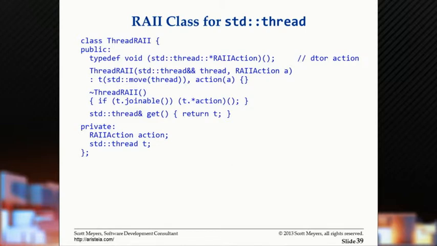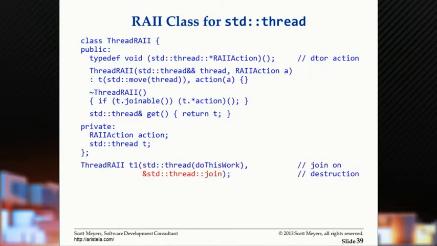on thread, so you can query to find out whether it's joinable. This is important because it's possible it became unjoinable in some other way, and it's either undefined or throws an exception, or something bad happens if you invoke one of those member functions on an unjoinable thread. I don't remember. Anyway, assuming it's still joinable in the destructor, I then invoke whatever action was passed in. And user code would look like this.